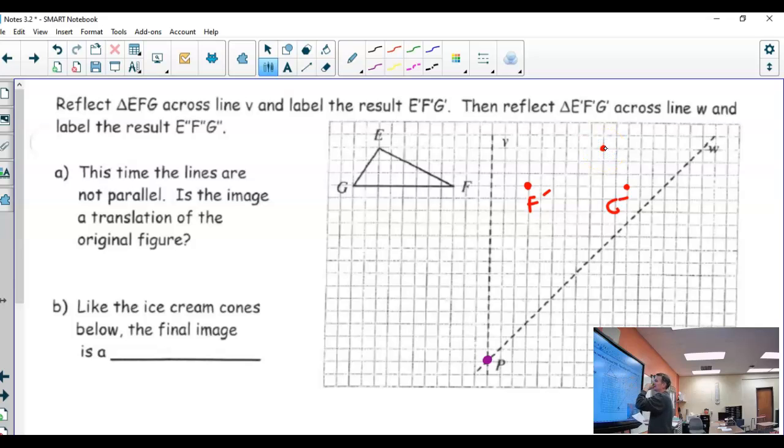We ought to be experts at reflections at this point, maybe. And so there is my reflection. You can see the orientation changed.